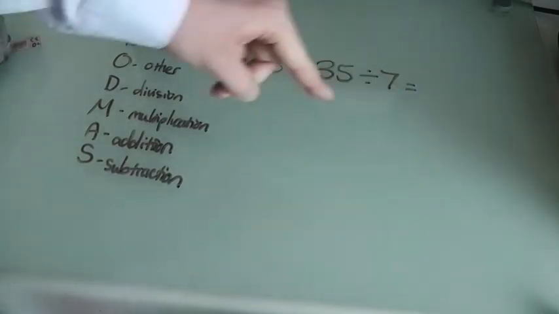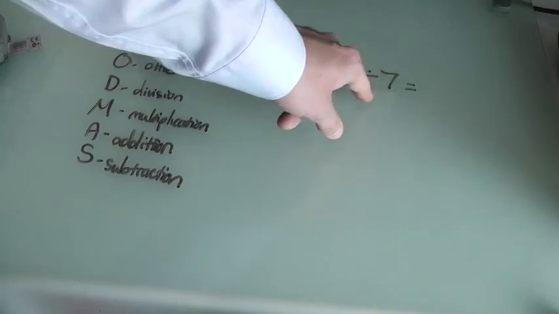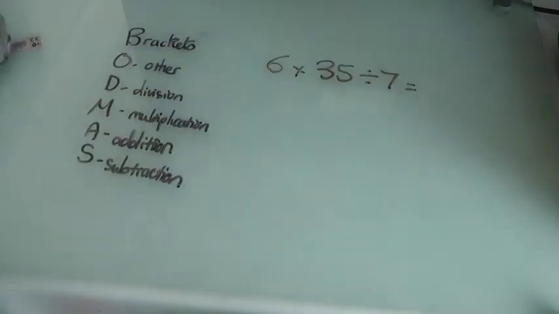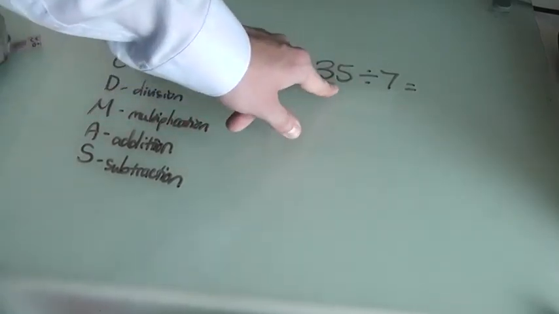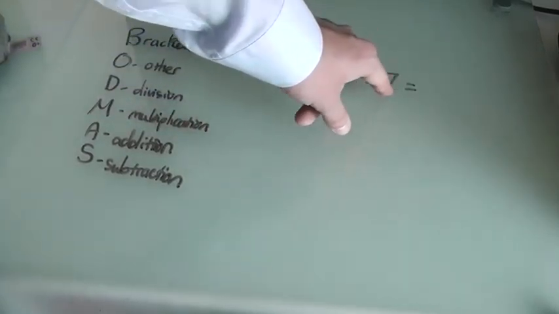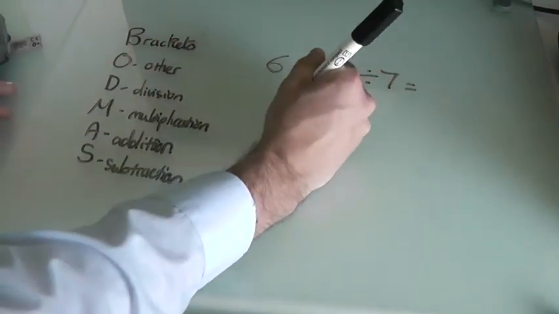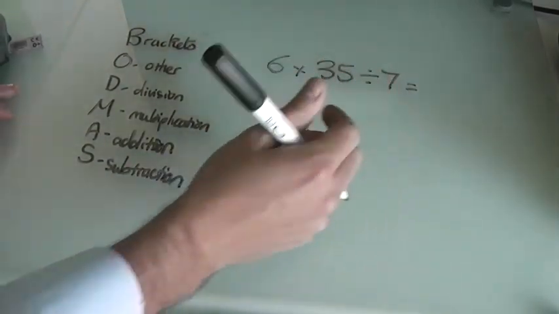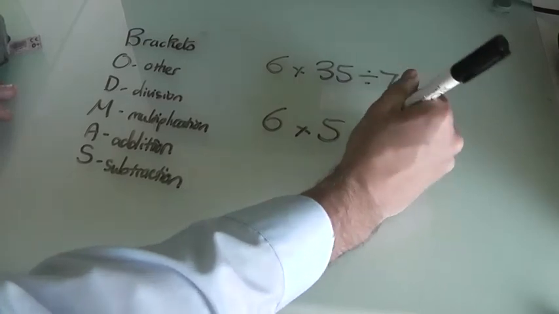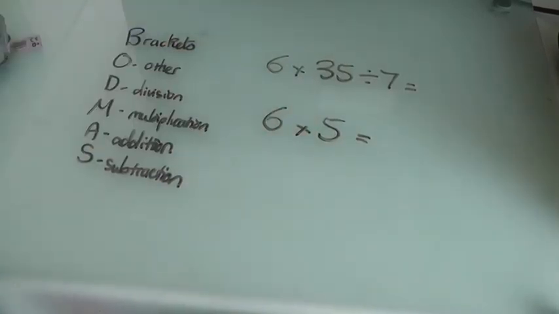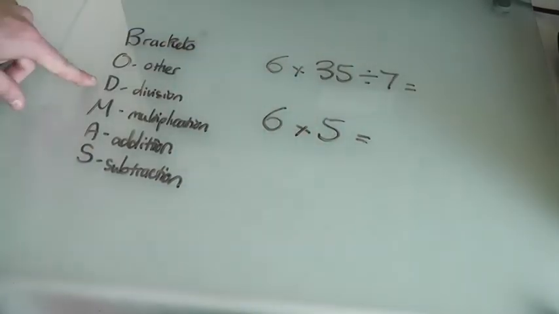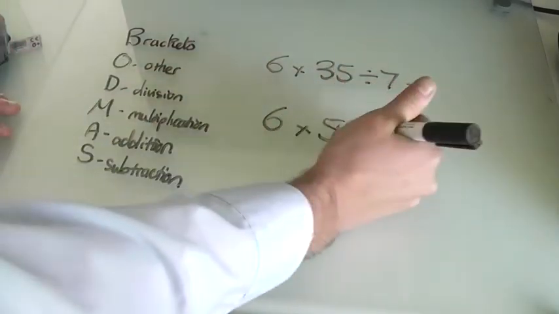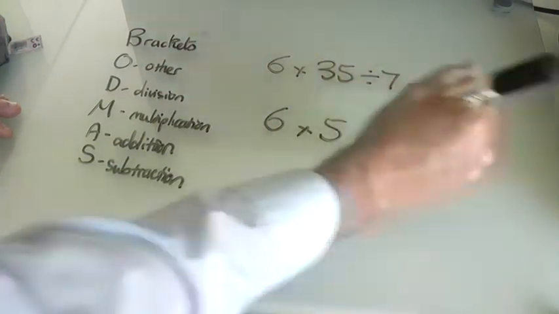So we've got no brackets here. We've got 6 times 35 divided by 7 equals. So we have a look down our BODMAS. The first step we need to do is divide. So you don't do 6 times 35 first, you do 35 divided by 7 first. So the new calculation would be 35 divided by 7, which gives 5. So we've now got 6 times 5. And we have a look back down our BODMAS. After division is multiplication, so we do 6 times 5, which will give us 30.